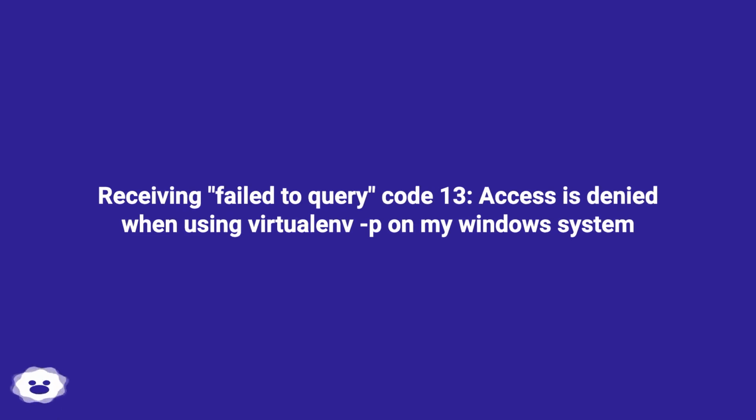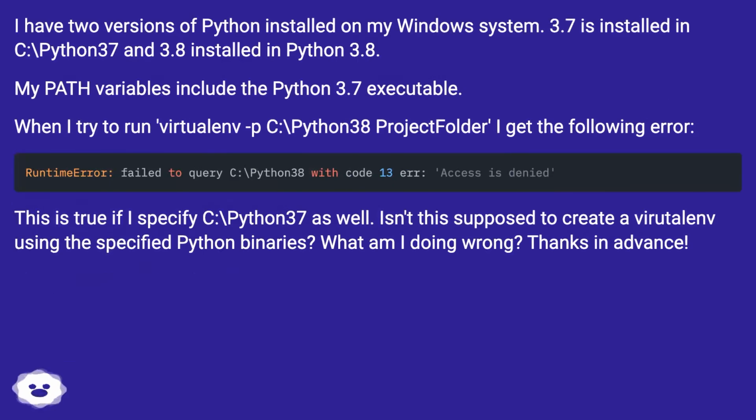I'm receiving "failed to query, code 13, access is denied" when using virtualenv -p on my Windows system. I have two versions of Python installed on my Windows system. 3.7 is installed in C:\Python37 and 3.8 is installed in C:\Python38. My path variables include the Python 3.7 executable.